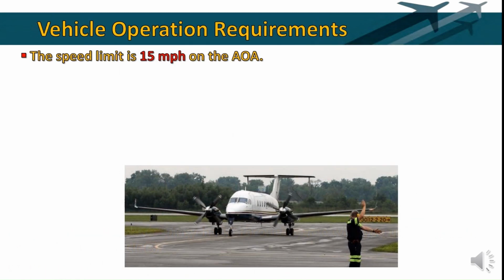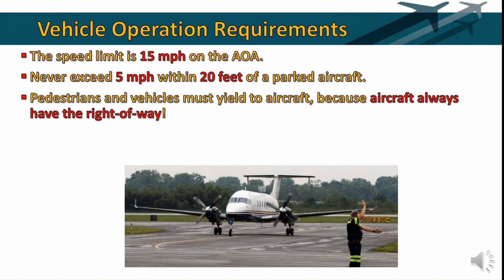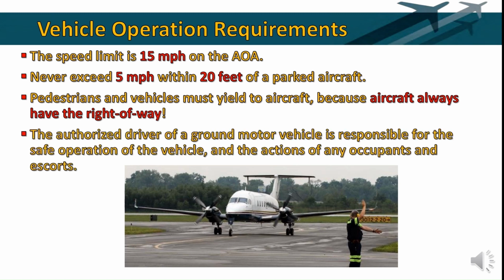Vehicle operation requirements. The speed limit is 15 miles an hour on the AOA. Never exceed 5 miles an hour within 20 feet of a parked aircraft. Pedestrians and vehicles must yield to aircraft because aircraft always have the right of way. The authorized driver of a ground motor vehicle is responsible for the safe operation of the vehicle and the actions of any occupants and escorts.